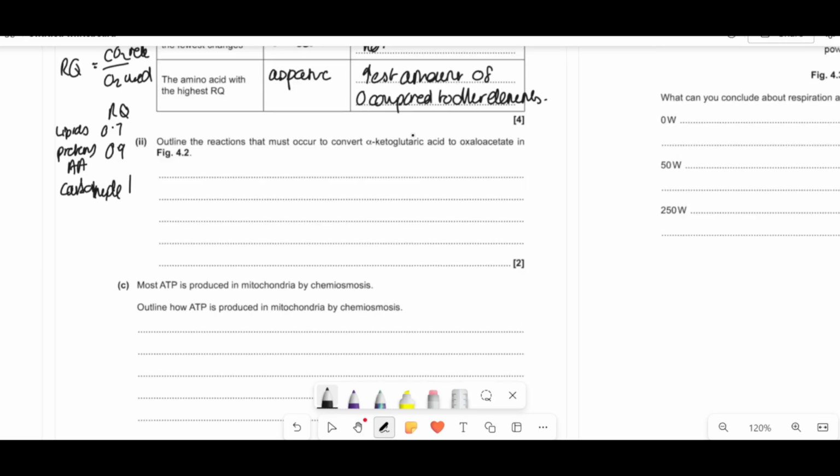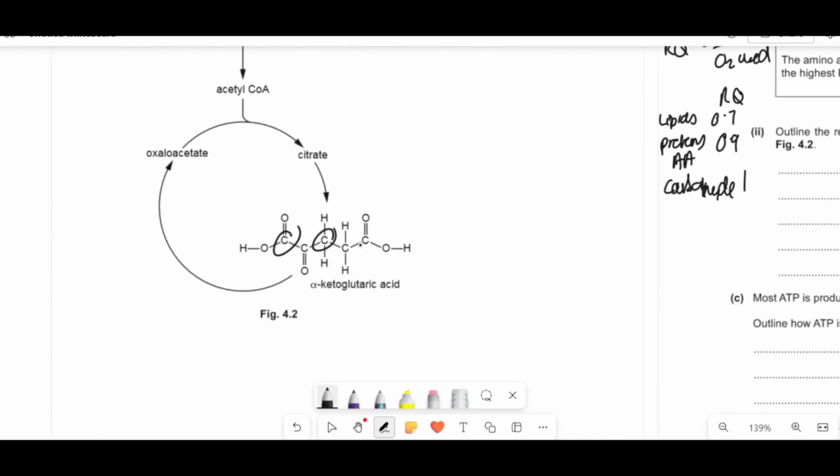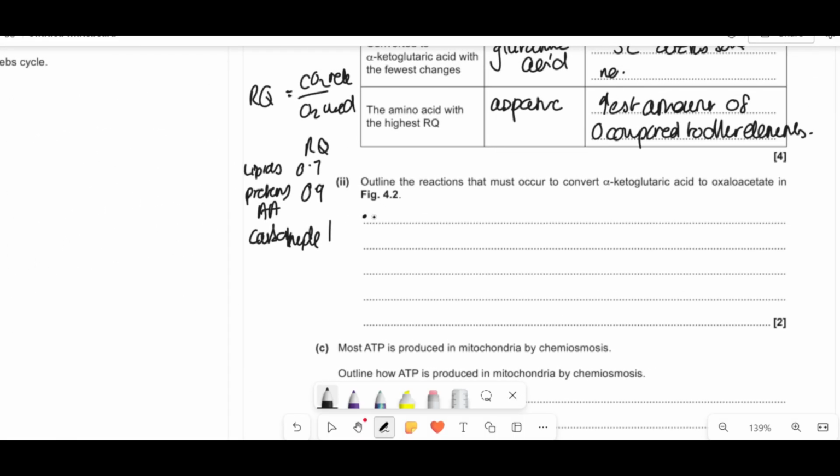Now it says outline the reactions that must occur to convert alpha-ketoglutaric acid to oxaloacetate in figure 4.2. So if we have a look here, this is 1, 2, 3, 4, 5. This is a 5-carbon compound, but oxaloacetate is 4-carbon. So immediately, one of the things that must happen is decarboxylation to shove out a CO2. Decarboxylation is removing that CO2.